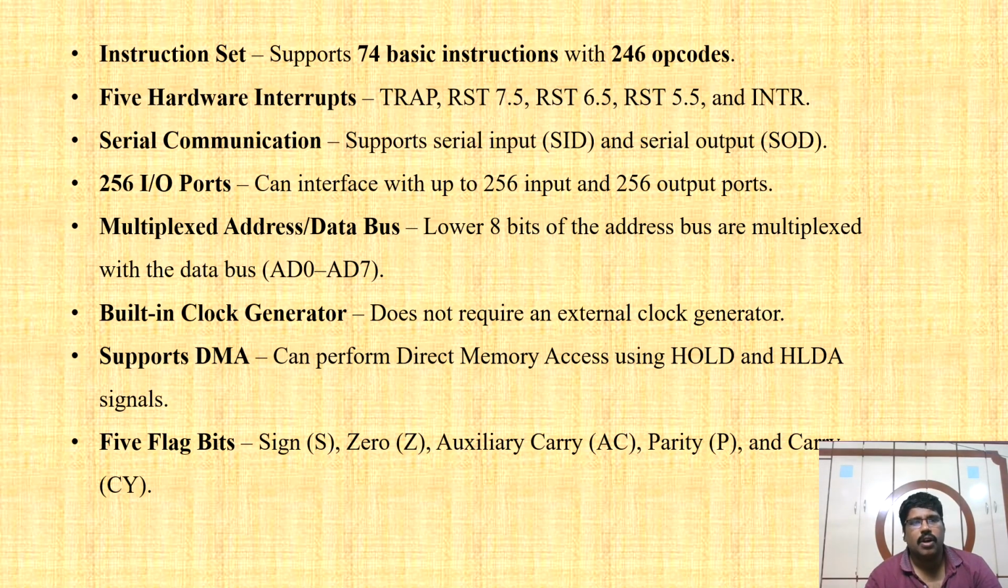And what is meant by an interrupt? Interrupt is nothing but a breakage to the normal flow of a program. Generally, a program is nothing but a set of instructions. Due to any reason, if there is a breakage to the normal flow of a program, then it is called an interrupt. Interrupts here are classified into 5 types of hardware interrupts. Those are trap, RST 7.5, 6.5, 5.5, and INTR.